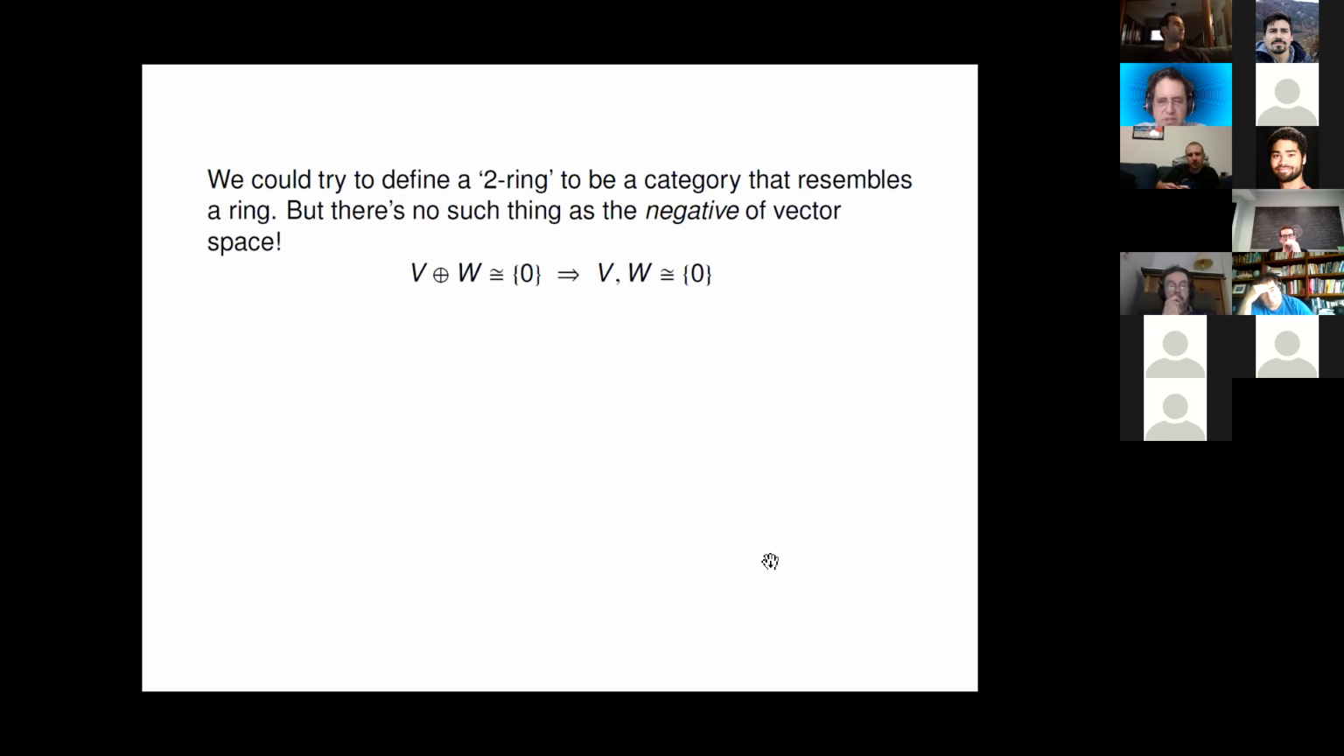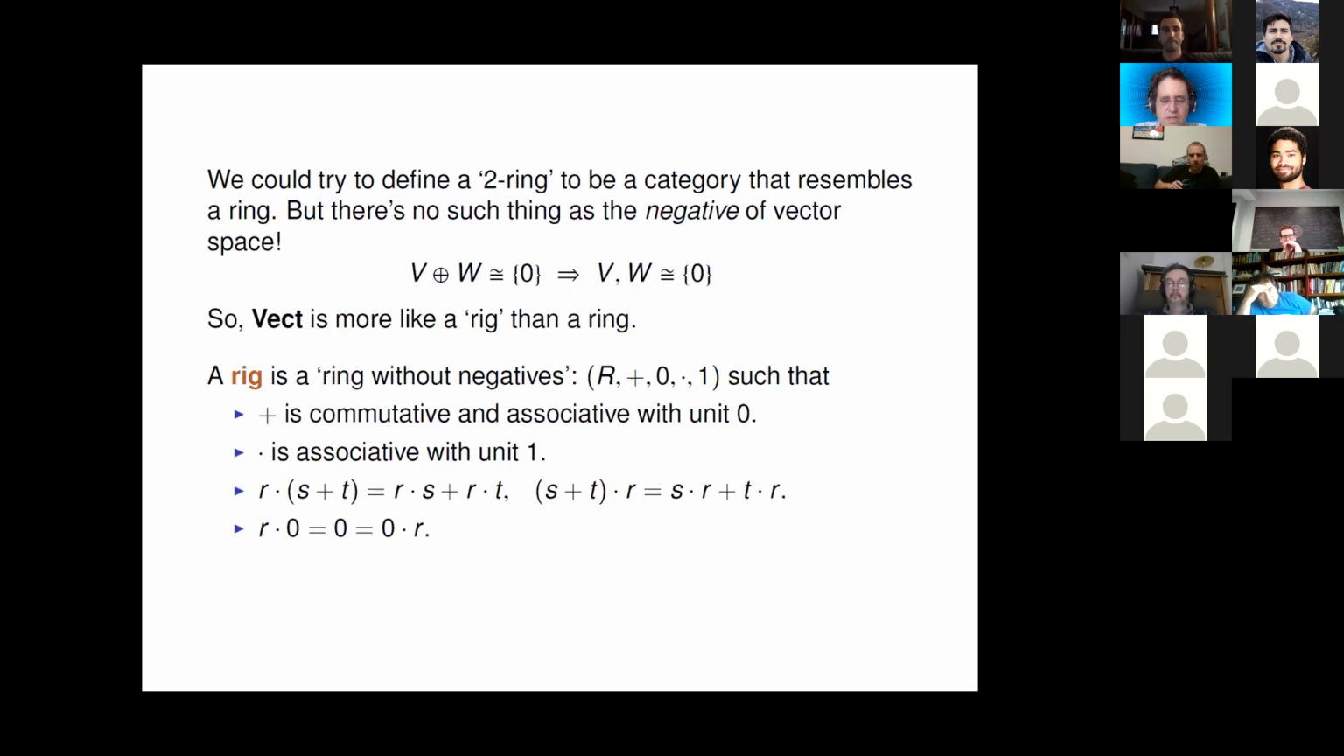But there's one big difference. There's no such thing as the negative of a vector space, or at least there hardly ever is. You can show that if the direct sum of two vector spaces is the zero-dimensional vector space, then they both have to be the zero-dimensional vector space. So the only vector space that has a negative with respect to direct sum is the zero-dimensional vector space. So subtraction is not going to work in this. So actually Vect isn't really like a ring. It's really like a rig.